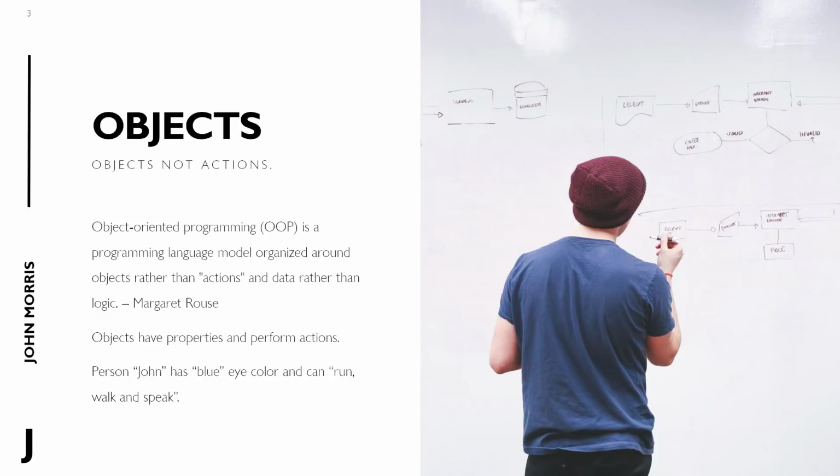And so you'll have this example of a person, right? John has blue eye color. Eye color is a property. Blue is the specific value for that property. And then they can run, walk, and speak. Those are sort of processes or actions or procedures that that particular object can take.